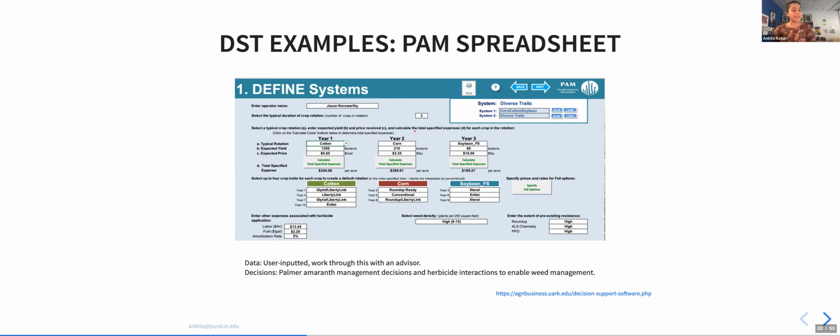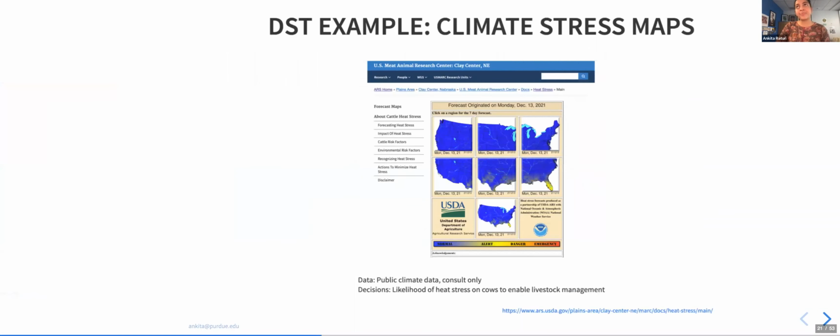If we move through the technology chain, we also see a lot of spreadsheet decision support tools. I'm sure that many of you have also created spreadsheet decision support tools. This is just an example of one that is made by some of our collaborators. This was a Palmer Amaranth Management Decision and Herbicide Interaction tool that was used to enable weed management. And again, in this particular case, it's just a worksheet, but it's digitized. And so we're beginning to see the computer really step in and start to play a supportive role. In this particular case, the computer is serving as your memory and a quick lookup for different kinds of information and doing a little bit of number crunching on your behalf.